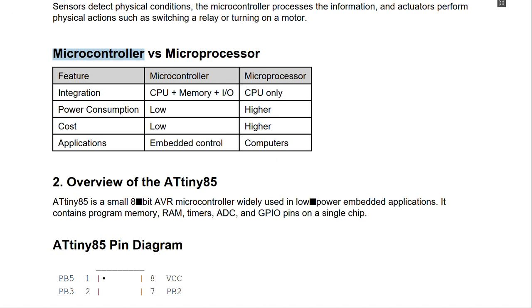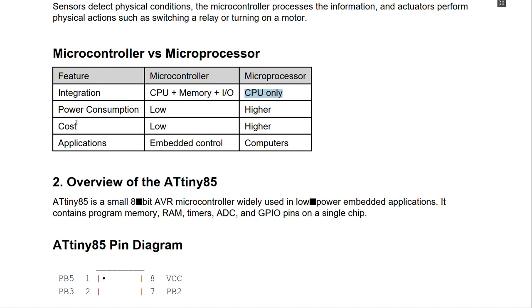So let's first go through this table, right? It comprises features for the microcontroller and the microprocessor. Everything is integrated. This is where we are saying everything is integrated. We have the CPU, the memory, and the input and output units, the ones that interface with the sensors and other devices, all integrated in one chip. A microprocessor is a CPU only.